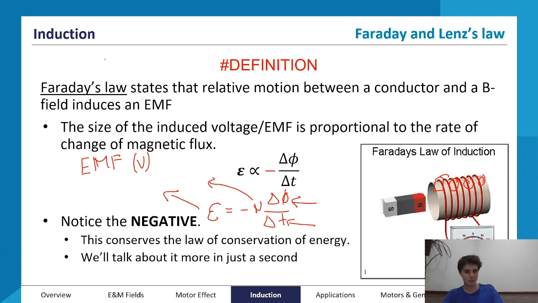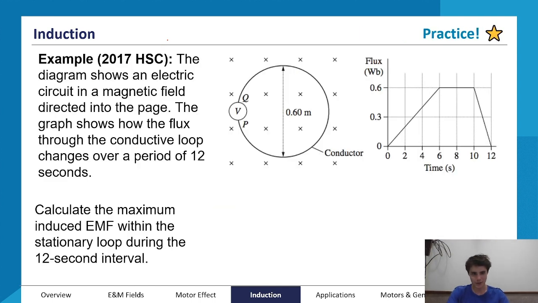The reason I bring that up is because this is the formula that is on your formula sheet: epsilon equals negative n delta phi on delta t. You should be able to find it in the electromagnetism section. So let's jump into a cheeky little practice. The diagram shows an electric circuit in a magnetic field directed into the page. The graph shows how the flux flows through the conductive loop, changing over a period of 12 seconds. We want to calculate the maximum induced EMF within the stationary loop during the 12-second interval. Basically, what is the biggest EMF that we can possibly induce here?